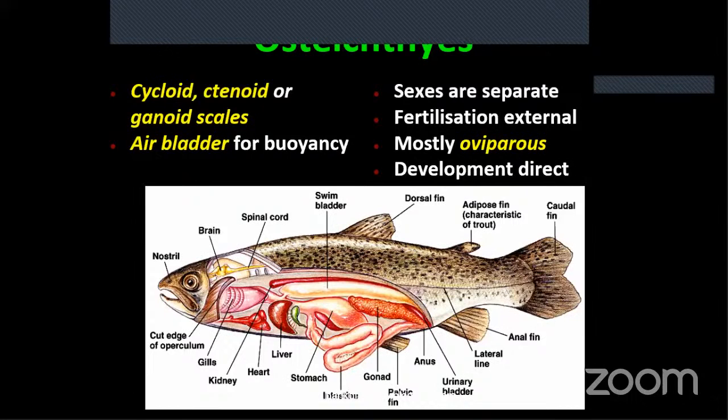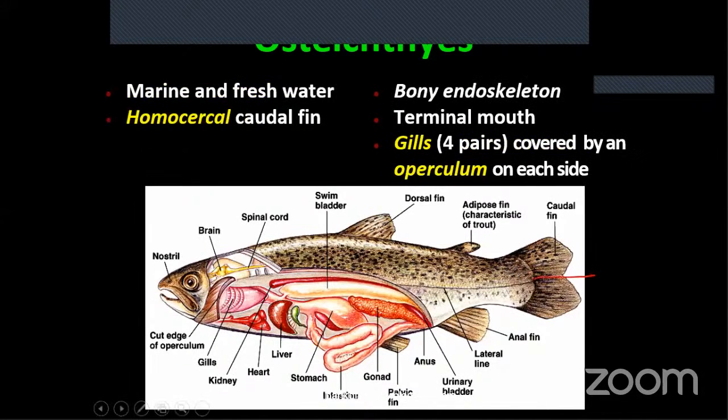Then the sexes are separate. Okay, that is why they have an air bladder. Then fertilization is external, that is in water, mostly oviparous. Okay, that means they lay eggs. Development is direct. That means young ones will resemble the adults. So take down all these points, students.